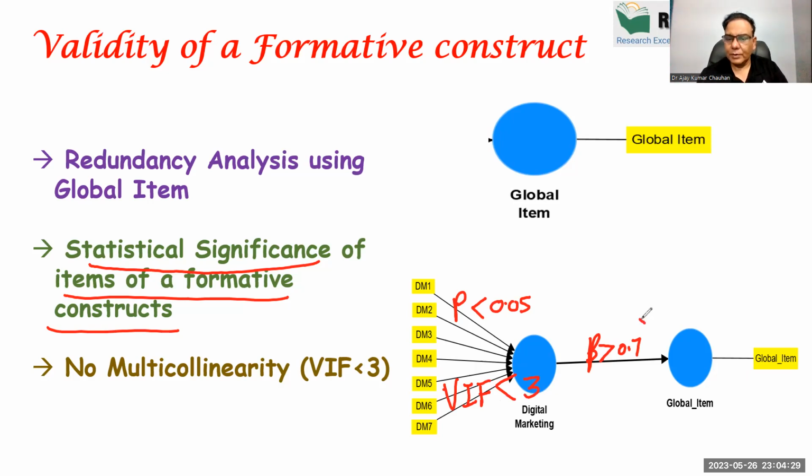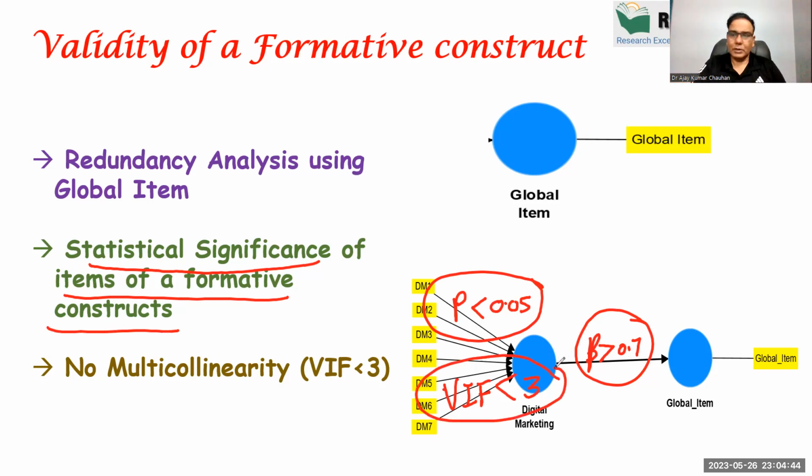So just to repeat, beta should be greater than 0.7 for the global item. The p-value of all the construct outer weights should be less than 0.05, and the VIF of all the items is less than 3. So now I'm showing you all these things with the help of an example in Smart PLS.